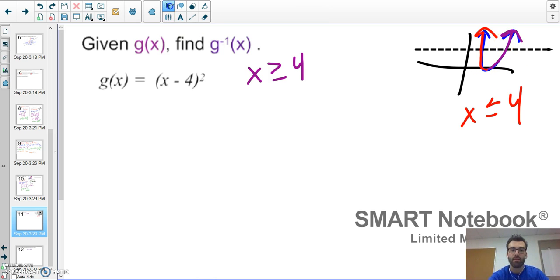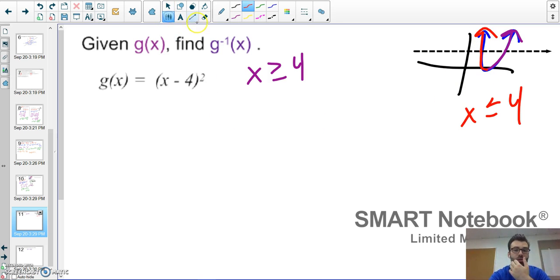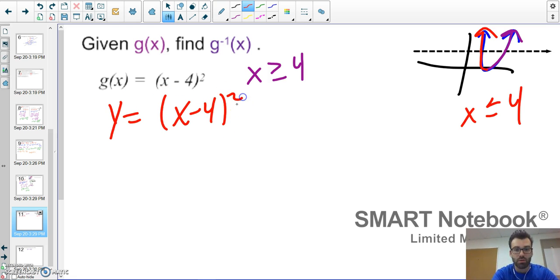For every output, there's only one input on this purple line. If I think about the red line, for every output, there's only one input for that red line as well. So I'm going to deal with when x is greater than or equal to 4 first. So I'm going to say y equals (x minus 4) squared. Switch x with y. But when I do this, I want to bring down my restriction. X must be greater than or equal to 4.